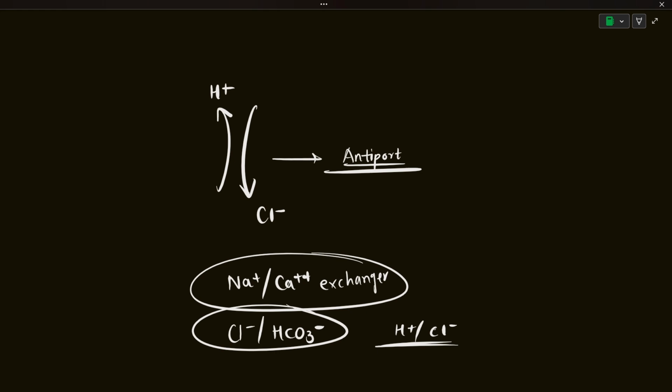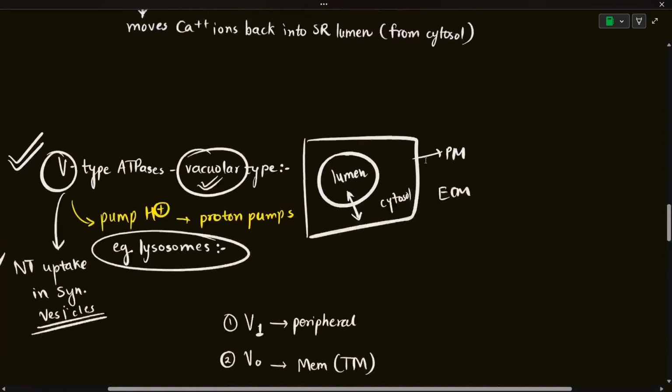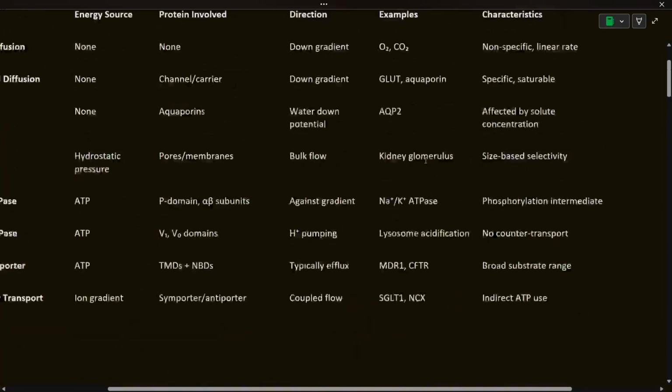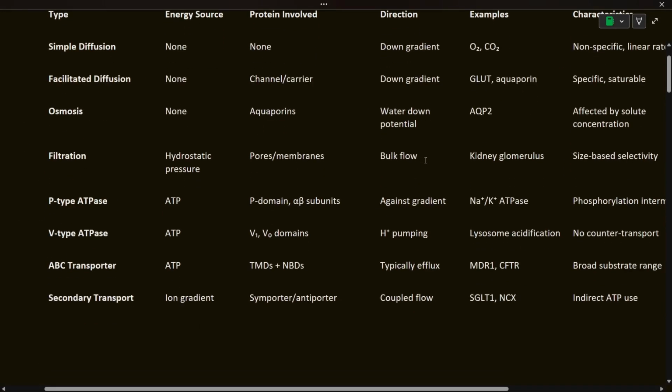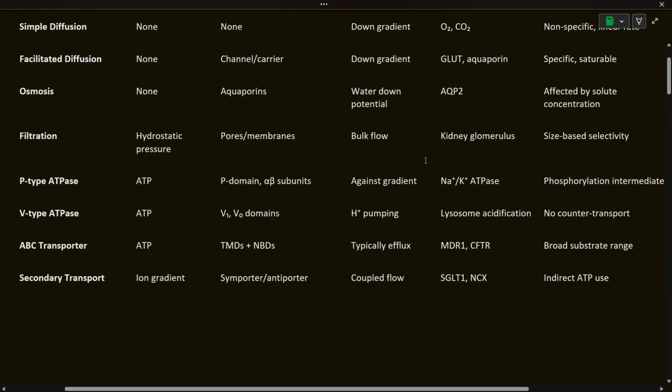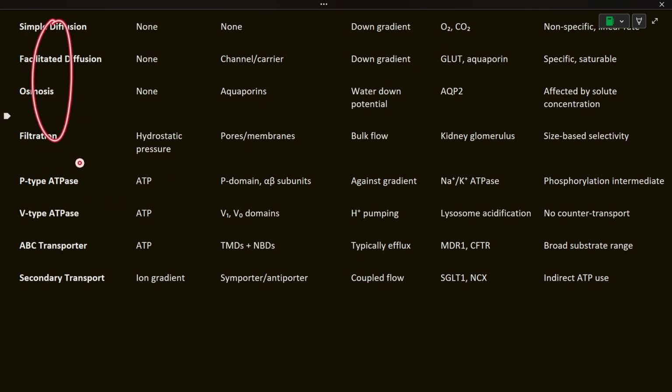So with this I conclude the lecture. We have discussed the different types of active transport that are seen in the cell. So let's summarize the whole lecture once. Okay, so this is the table that I showed you in the last class as well. In the last class, we discussed passive transport, and today we discussed active transport.